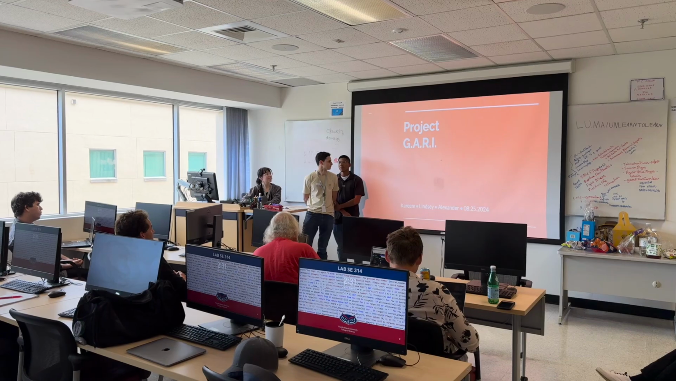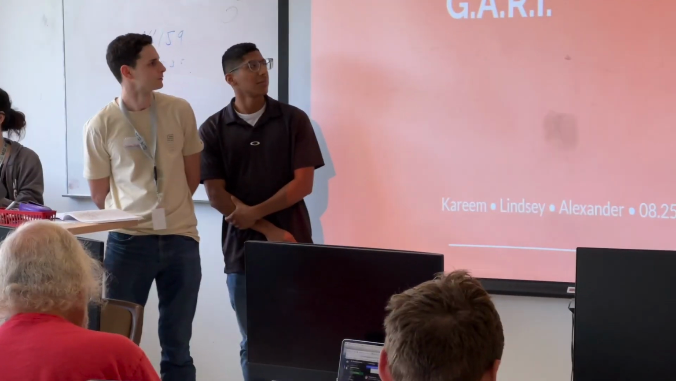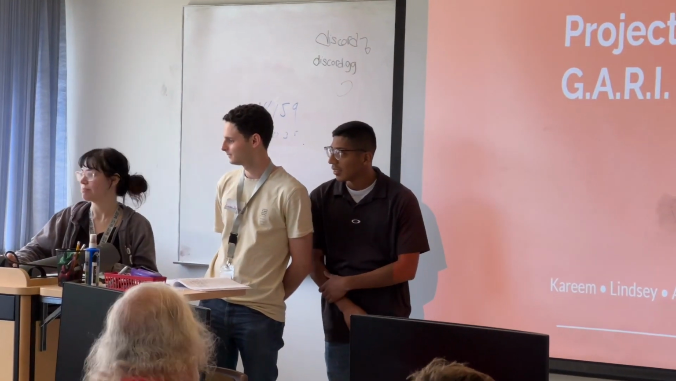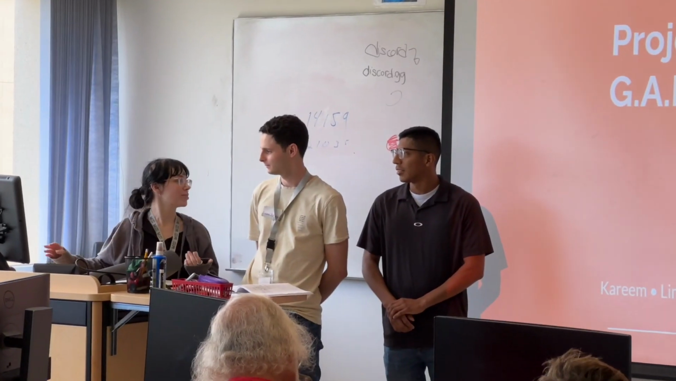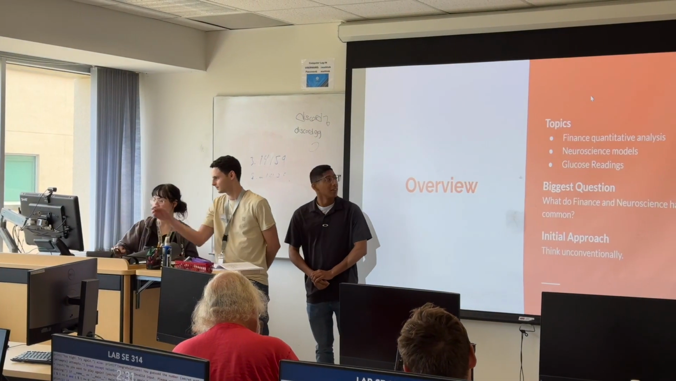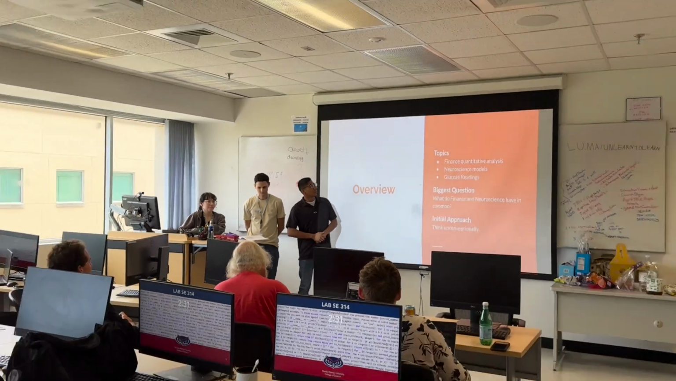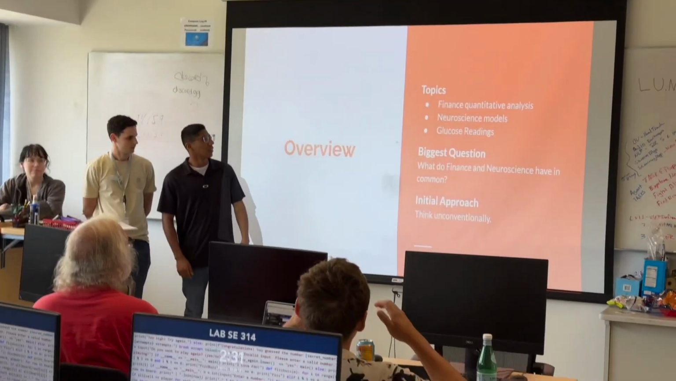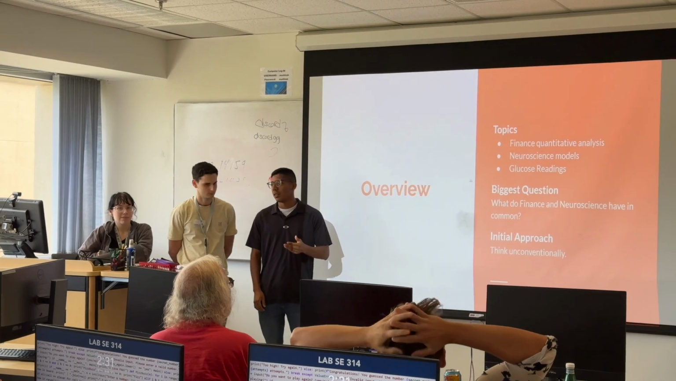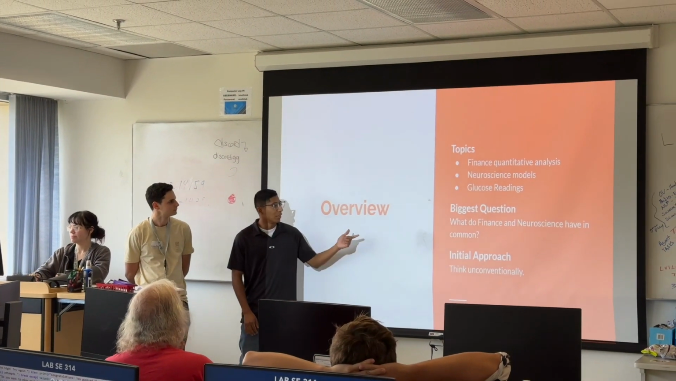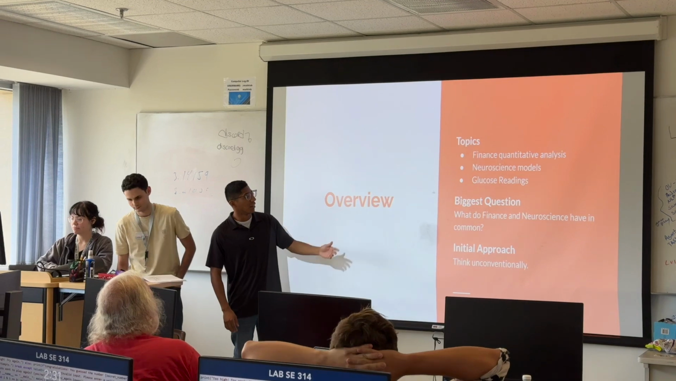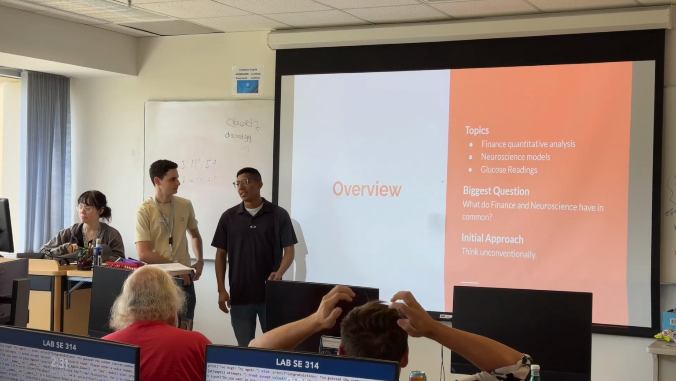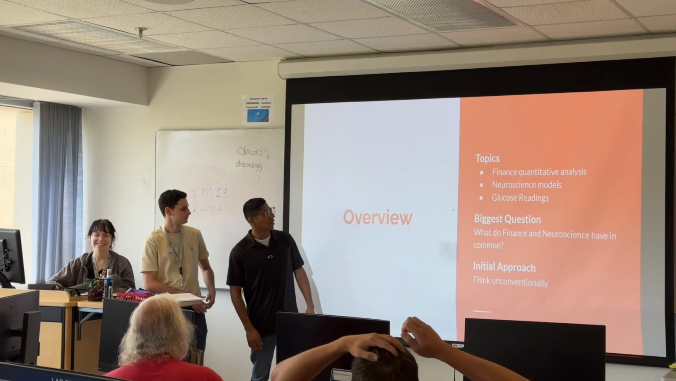The name G.A.R.I stands for General Applications for Research and Innovation. So the overview of what we're going to be talking about is quantitative analysis, some neuroscience models we looked into, and glucose readings. And the biggest question, kind of what helped us combine finance and neuroscience, is what do finance and neuroscience have in common? Equations. That's like the main thing that we kind of relate.